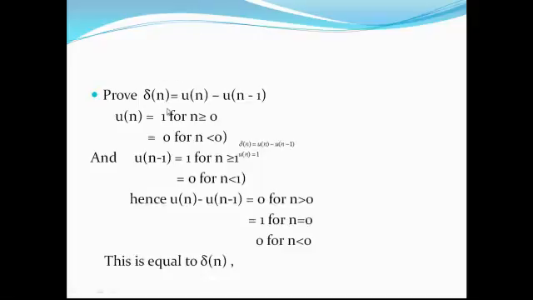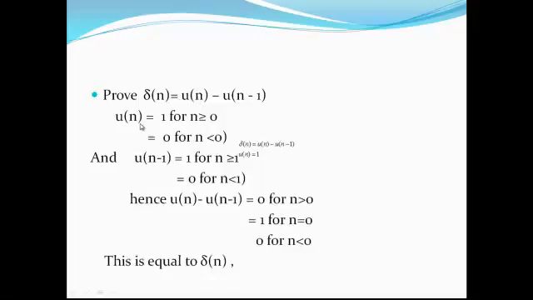Okay, what is this delta n? I will try my level best to make you understand. Fine. So, what is this? This is delta n. What is delta n? It's a unit sample sequence. This you have to prove: delta n is equal to u n minus u n minus 1. Okay. Now, before I prove that, first let me tell you what is u n. It's a unit step sequence.